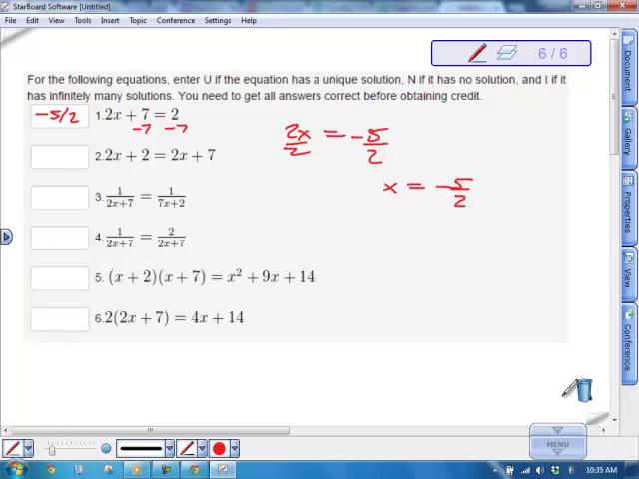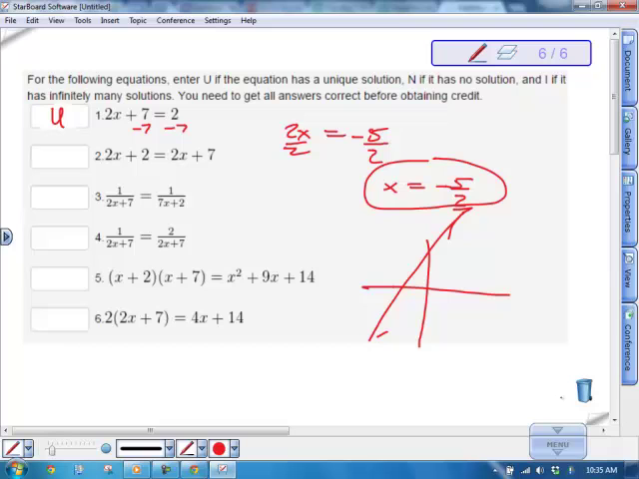For the following equations, enter u if the equation has a unique solution. Okay, so all it wants us to enter, this does have one unique solution, so we just need to enter in a u. What this is, if you remember from Algebra 2, I know this is all review, is a line and a line. If you were to look at a graph, this is a line with a slope of 2 and a y-intercept of 7, so it goes up like that. And equation 2 is a horizontal line. So the answer is negative 2.5 where they intersect right there. So there's one unique solution, or one unique intersection.